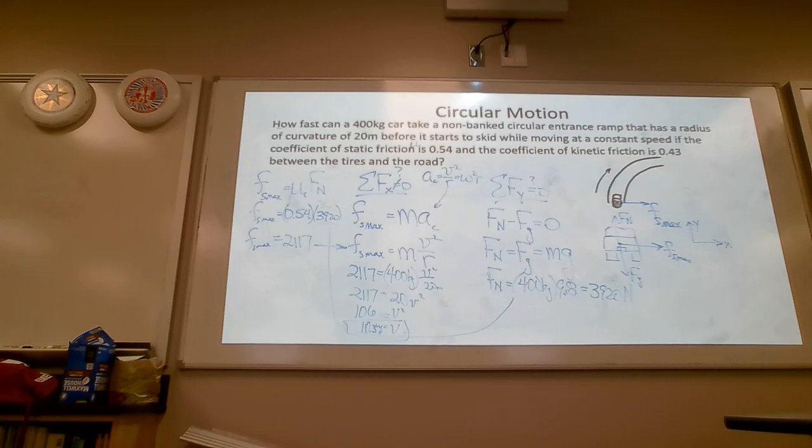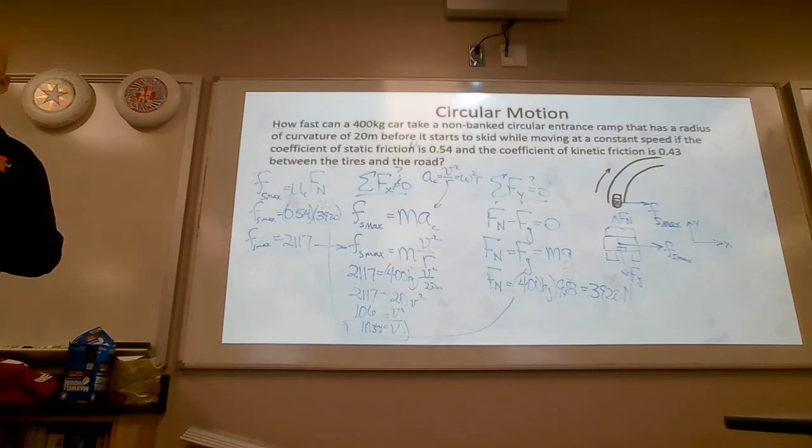Have you ever seen an entrance or exit ramp for 25 miles an hour? They have them in the cities usually. It's like one of those they have to merge on and off of super fast and like pretty tight radius.